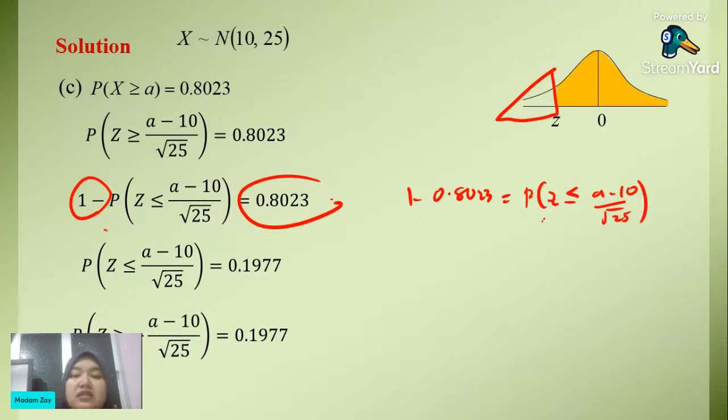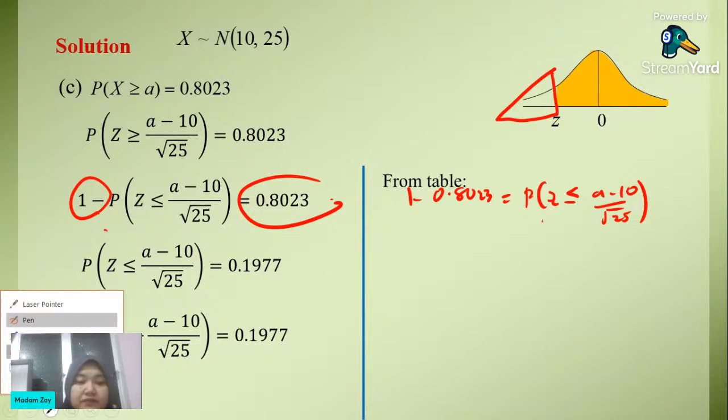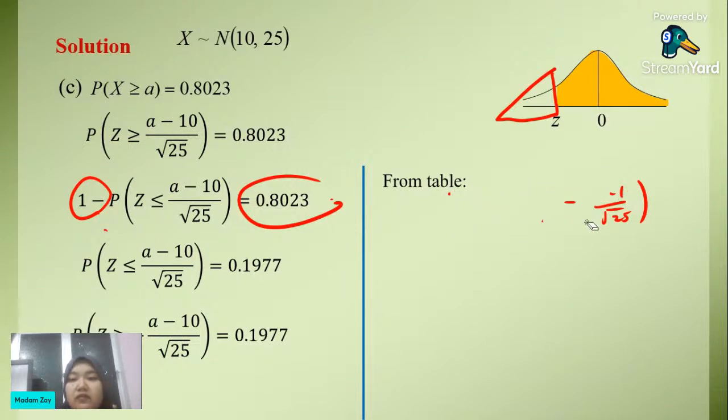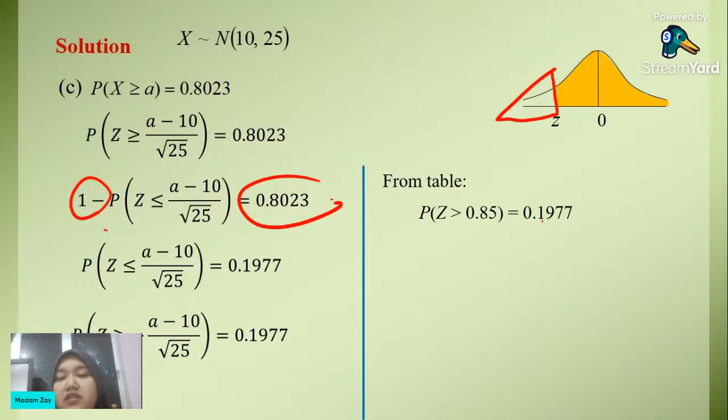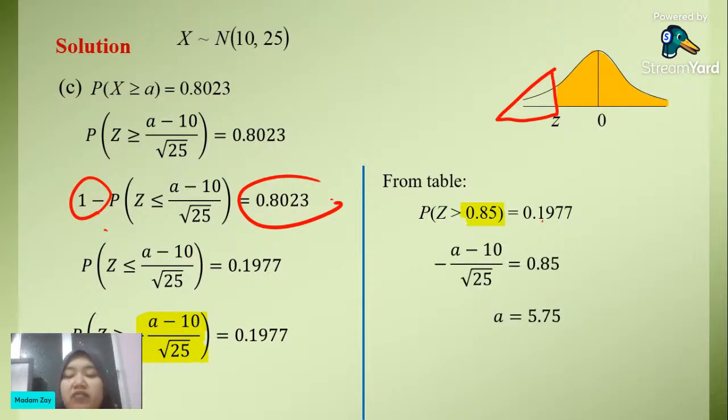And then because this value is the same as Z more than negative value, we can compare from the table. Okay, so from the table, what do we have? We have the value of Z more than 0.85, which has the probability 0.1977. So compare this value, negative of (A minus 10) divided by square root of 25, with 0.85. So we will have A equal to 5.75.